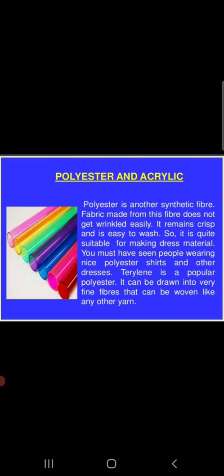For example, terrycotton. Terrycotton is a blend of terylene and cotton and is commonly used for dress materials, shirts, skirts, etc. Then you have terry wool, which is a combination of terylene and wool and has amazing properties. It is used to make suit lengths. The third blended variety of polyester with silk is terry silk, which is a cheaper version of silk and is used to make saris, dress materials.